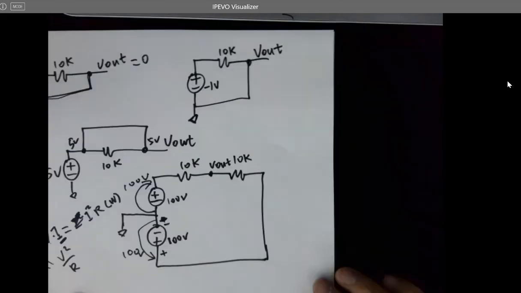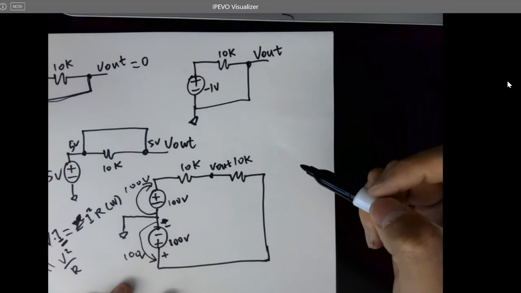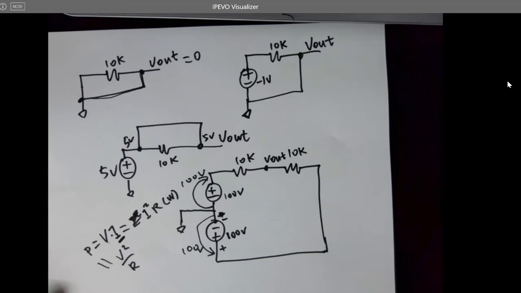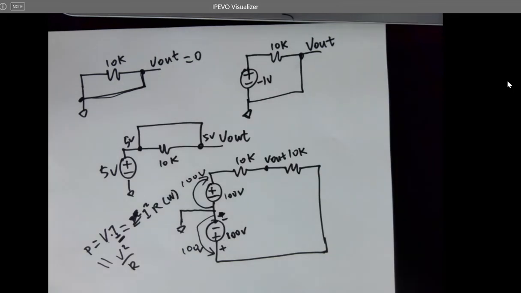There's no current, so there are... I think there are several ways to calculate it. One way is called superposition, but it's something you are going to learn in Circuits 1.